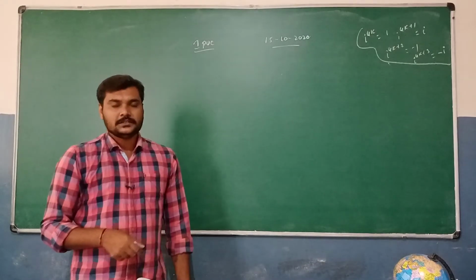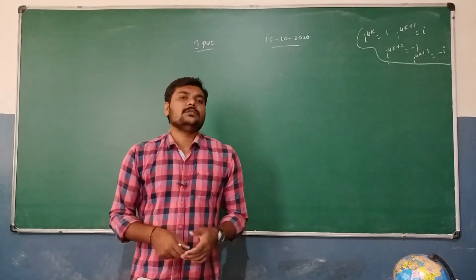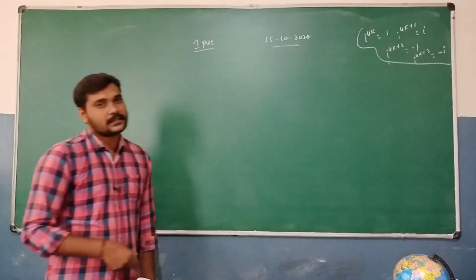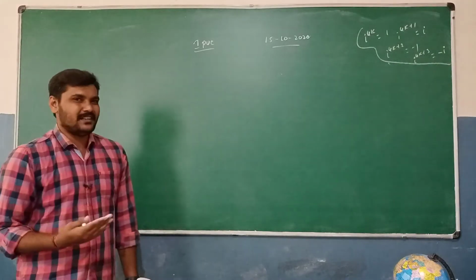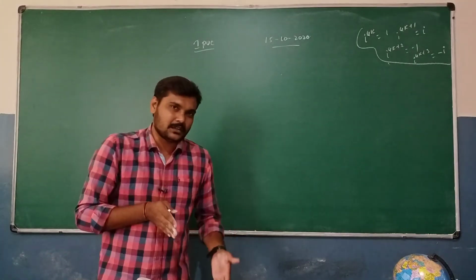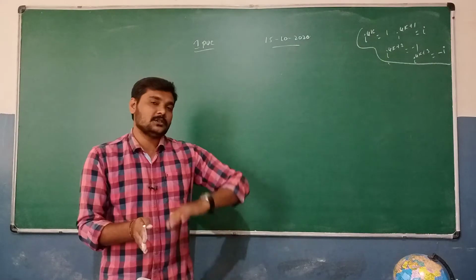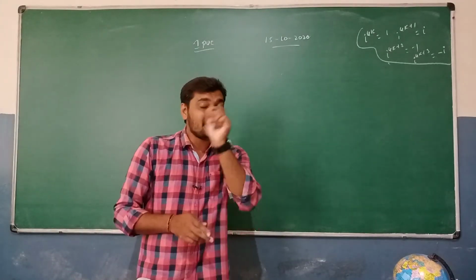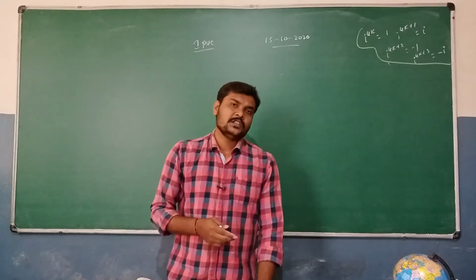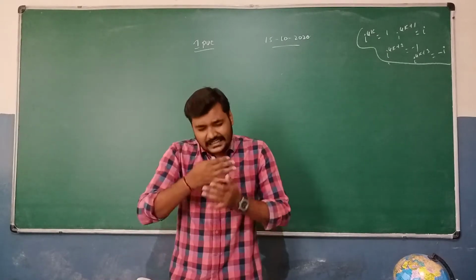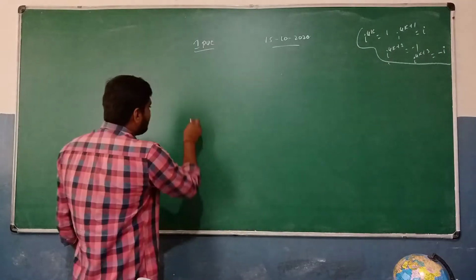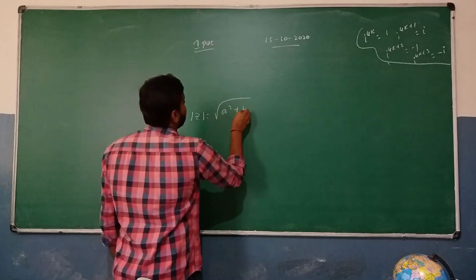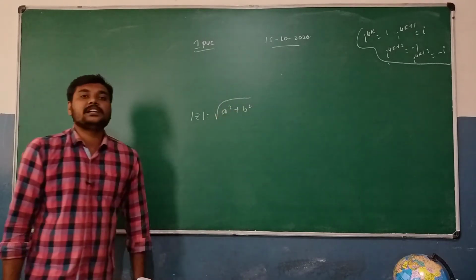So, good morning everyone. In the last video, we had a discussion on the topic of the modulus of a complex number. If z is equal to a plus ib, that is going to be a complex number, where a is the real part and ib is the imaginary part. Then the modulus of z is going to be root of a square plus b square. Okay na? Root of a square plus b square.